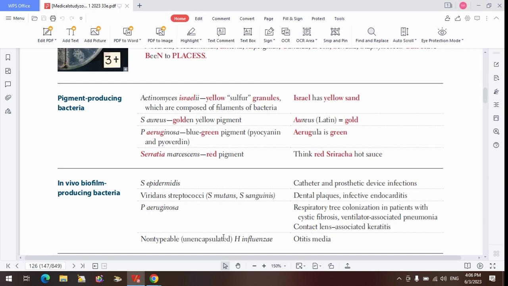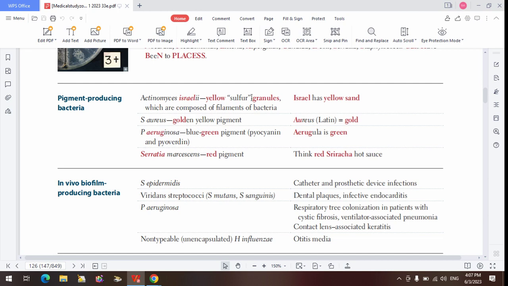Okay. And the color of sulfur is yellow. So whenever you see a question talking about an organism that produces yellow-like pigment or granules, they might say yellow, might say sulfur, any one of them. That is Actinomyces israeli. And the presence of this filament gives it out. So only two filamentous bacteria exist: Actinomyces and Nocardia. Okay, and Actinomyces produces yellow granules.